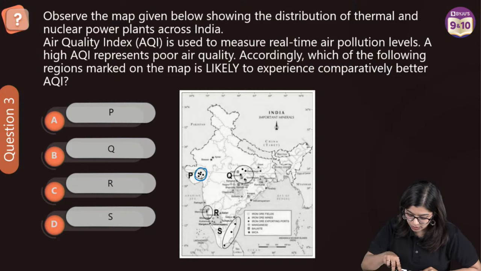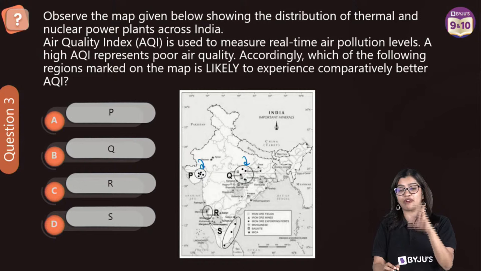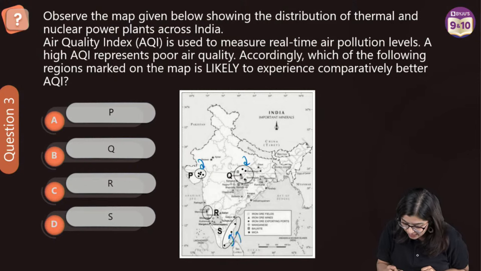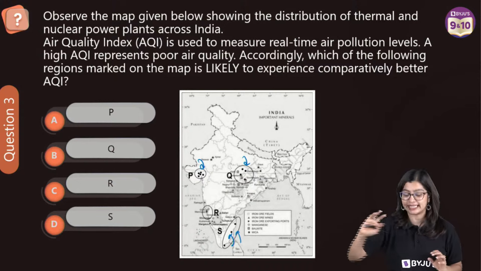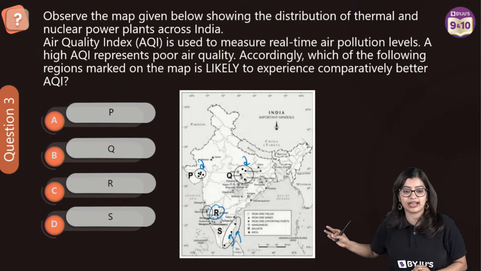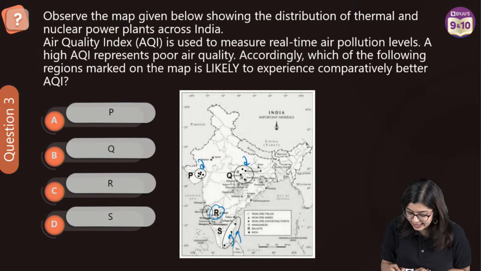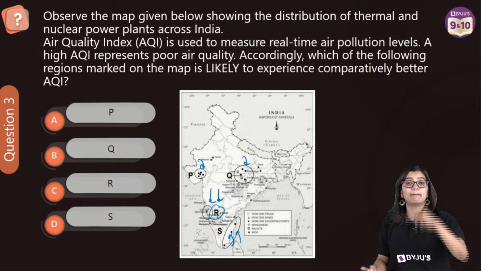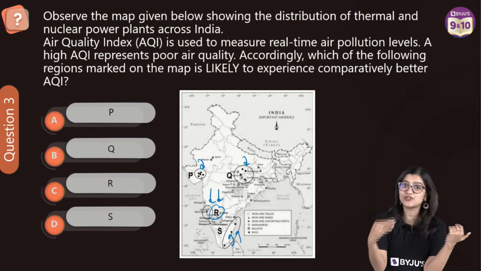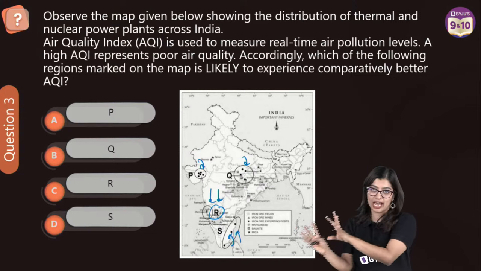So in this case, what do you observe? We see that here in the case of P and Q in near areas, we find more number of them concentrated, right? While on the other hand, even though in S, we find that it is slightly scattered, in region R, we see that it is very, very less, right? So in this case, we see that air quality will be better when the air pollution levels are less. That means we find lesser number of such thermal and nuclear power plants. So if there are more number of power plants, more air pollution.